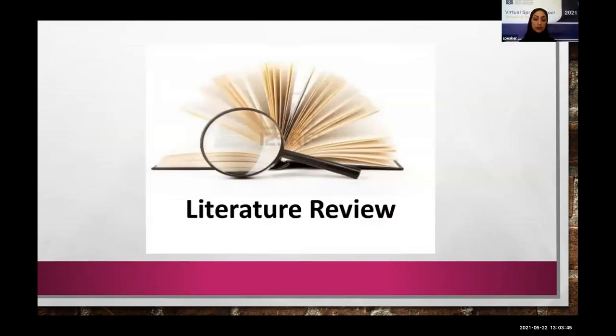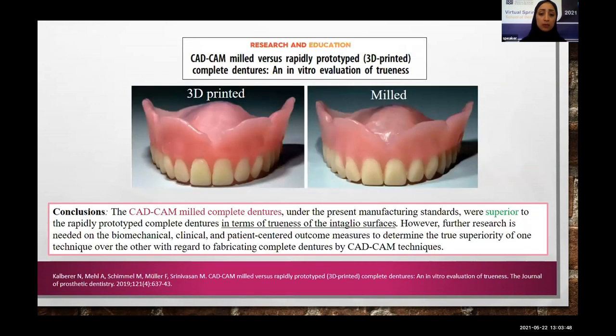Let's take a quick look at the literature. Calder et al. evaluated the trueness of a CAD/CAM milled denture and a 3D printed denture, and they concluded that CAD/CAM milled dentures are superior to the 3D printed dentures in terms of the trueness of the interior surface. Also, several studies suggest that 3D printed dentures should be used as interim dentures because of their adaptation and their lower strength.